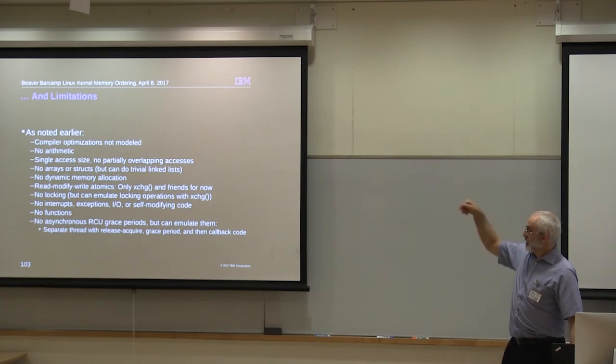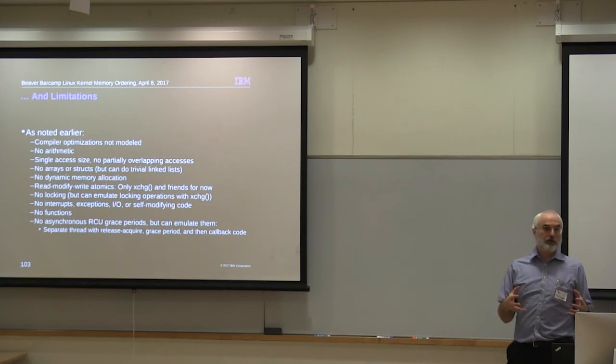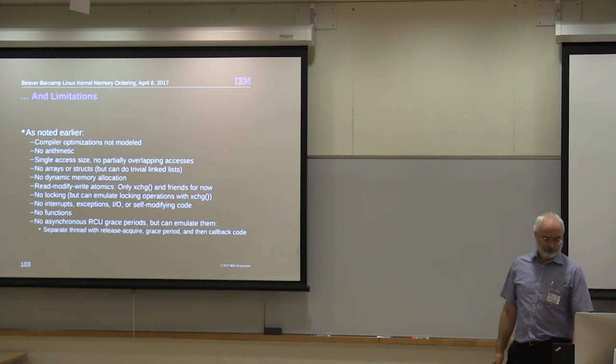And we mentioned limitations earlier. This is a bunch of limitations. We don't model compiler optimizations. We don't have arithmetic particularly. But even with these, you can still take the core of your synchronization algorithm and feed it to the model and say, can the bad thing happen or not, and have it tell you.